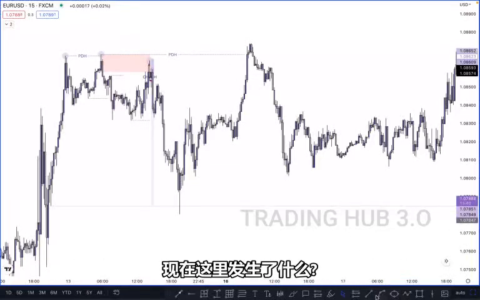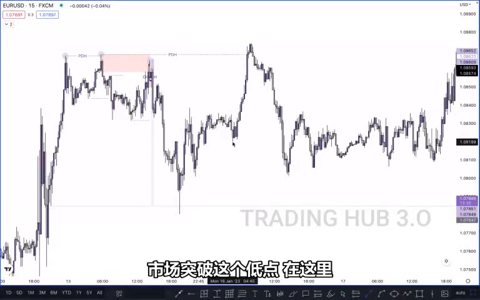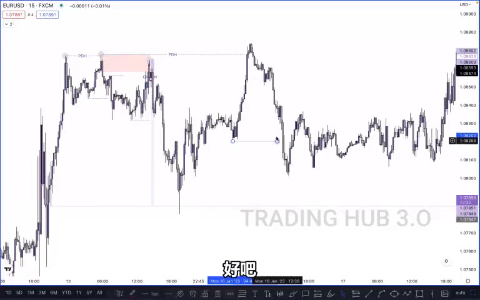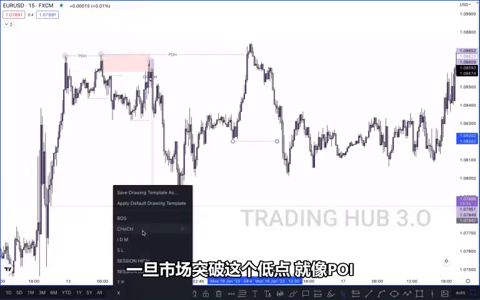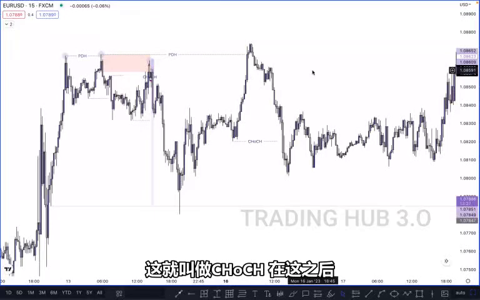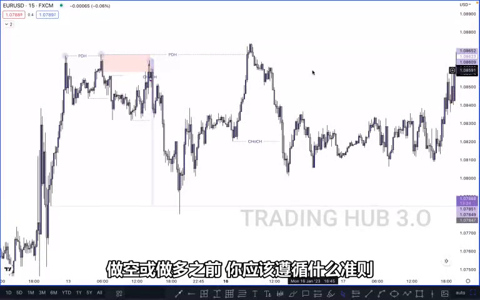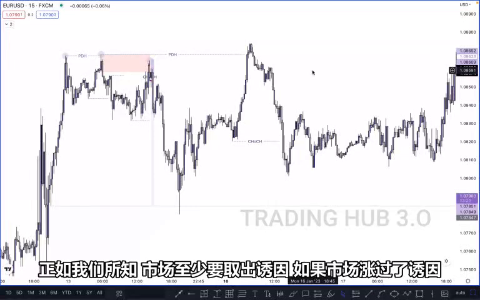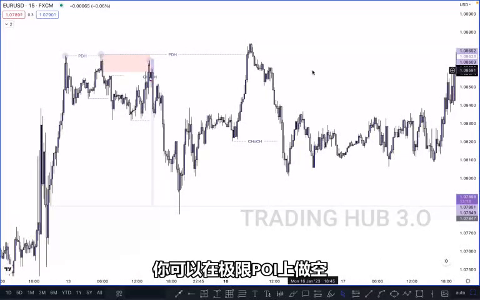And what happened at this point? The market broke this low, which one is here. Once the market breaks this low, it acts as our PY. When the market breaks this low, this is called a change of character. After the change of character, what criteria should you follow before the sell or buy? As we know, the market must take out the inducement at least. If the market fails the inducement, then you can sell on the extreme PY.